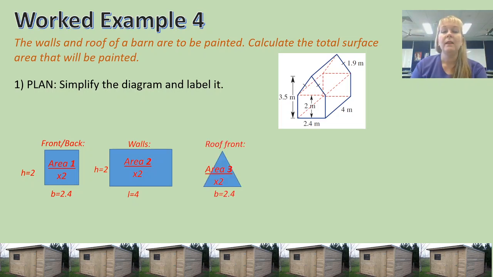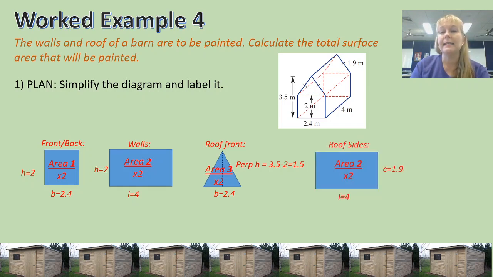The next shape that I need to add together is the front of the roof. It's a triangle shape. Now in this particular case, I've actually got to do some calculations to work out that the perpendicular height is that total height 3.5, take away the little square at the front wall of 2 meters, so that means that that perpendicular height of that triangle is going to be 1.5. And this is where doing this extra working to show what you're doing is important. Lastly, I've got the rectangle sides of the roof. They are 1.9, which is the length of that hypotenuse, and I've also got the length of the side, which is 4 meters.